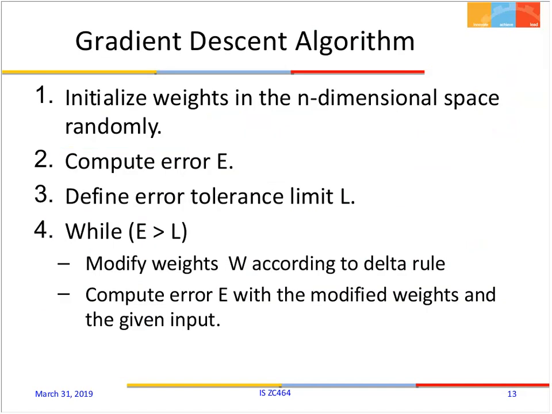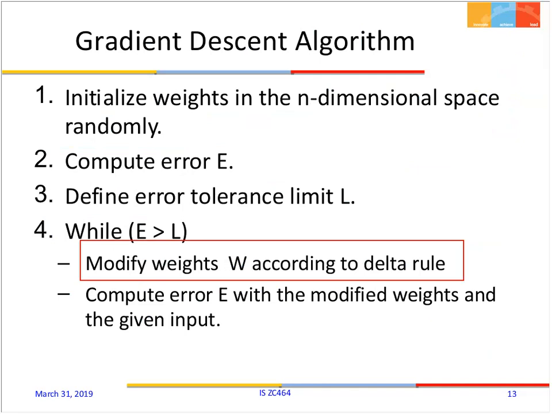It initializes weights in the n-dimensional space randomly. It computes the error E, defines the error tolerance limit, and when the error is greater than L, it modifies the weight W according to the delta rule. This is the crux of the gradient descent method. We have a mechanism to move in the weight space, and we are using the heuristic of gradient descent. And then we compute the error with the modified weights and the given input.